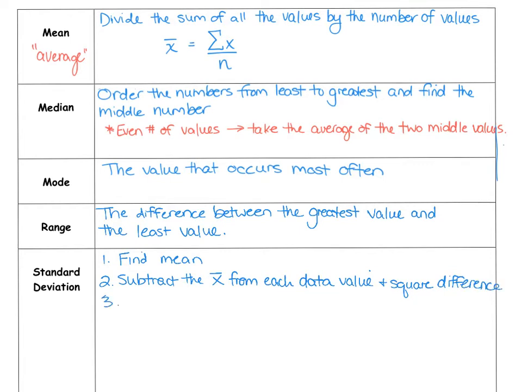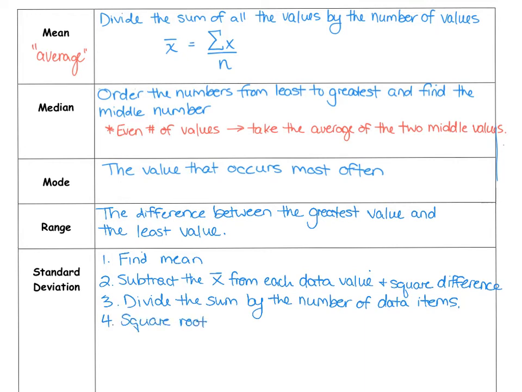Okay. Next thing you're going to do is you're going to divide. You're going to take the sum of all of those and you're going to divide it by the number of data items. So you're going to divide the sum by the number of data items or values, same thing. And last thing you're going to do is you're going to square root the result. Like I said, I'm going to lead you through this process.